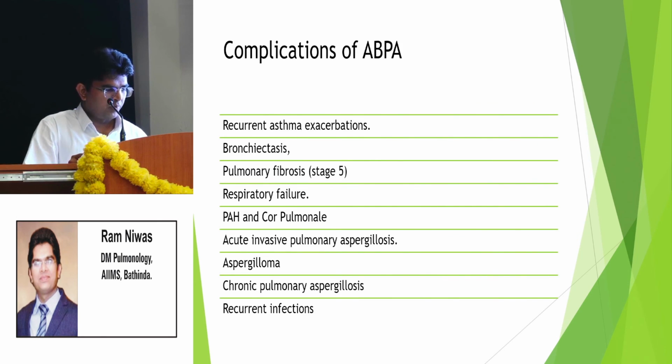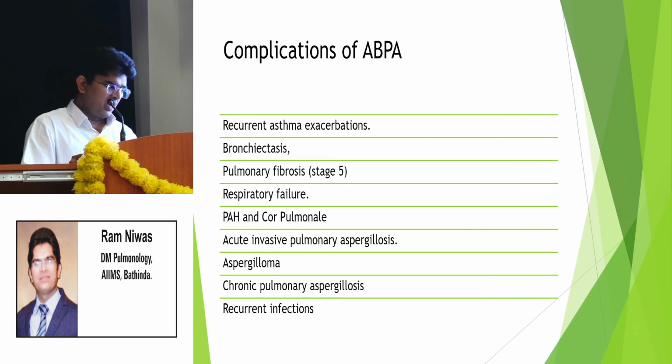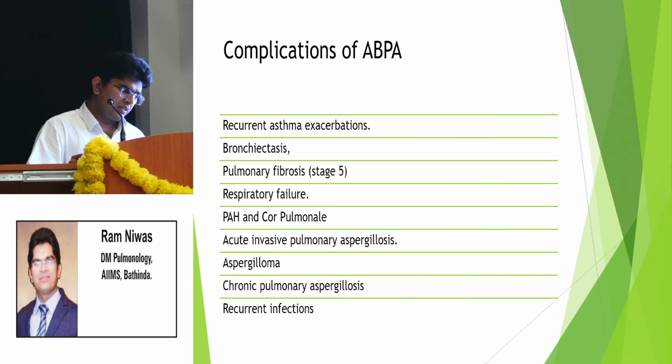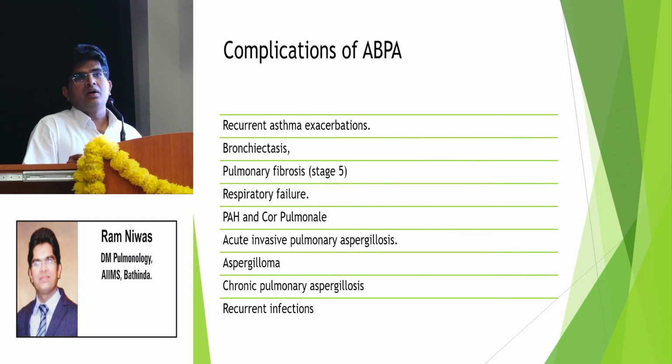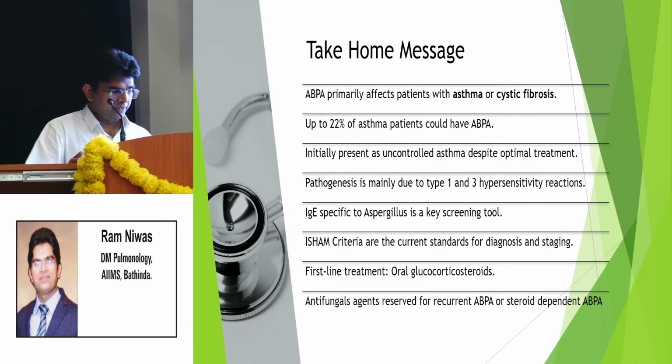These are the various complications of ABPA. The patient may have recurrent asthma exacerbation, bronchiectasis, pulmonary fibrosis, respiratory failure, PH, and poor pulmonary function due to prolonged or chronic hypoxia. The patient may also have acute invasive pulmonary aspergillosis, aspergilloma, chronic pulmonary aspergillosis, and recurrent infection.